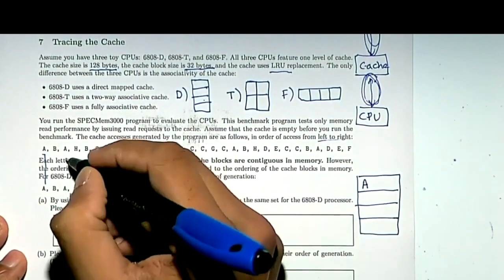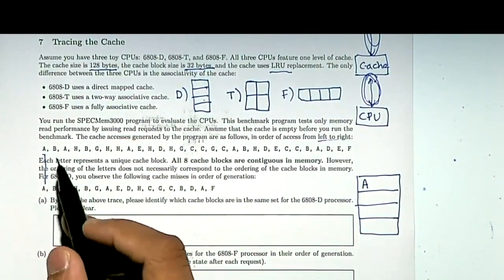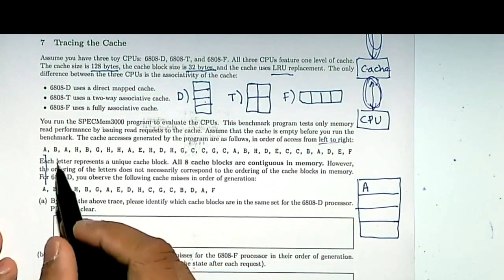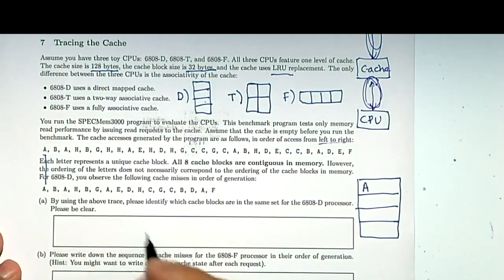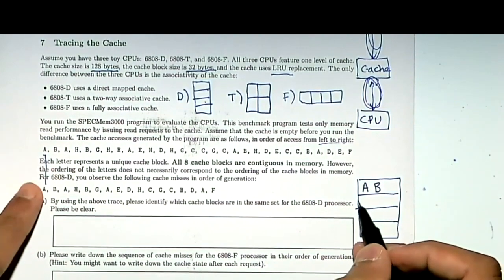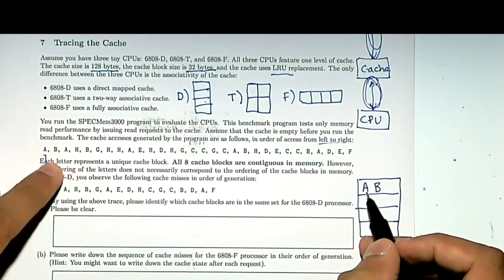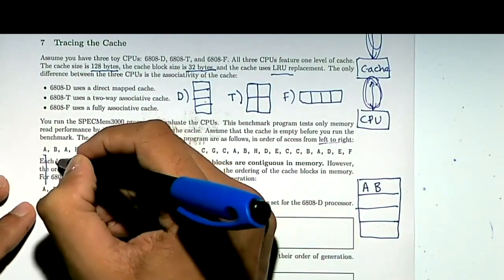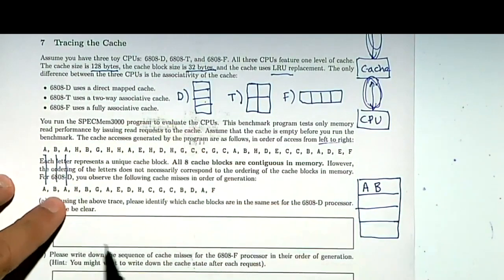And so this means that A was kicked out of the cache when B was brought in, because B has been the only thing in between. And so that tells us that A and B have to belong to the same set, because when B was brought in, A was kicked out, and then A comes back in and A generates another miss. So this sequence of misses comes from these guys.